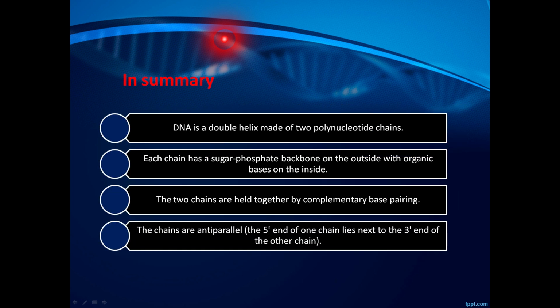In summary, DNA is a double helix made of two polynucleotide chains. Each chain has a sugar phosphate backbone on the outside with organic bases on the inside. The two chains are held together by complementary base pairing. The chains are antiparallel. The 5' end of one chain lies next to the 3' end of the other chain.